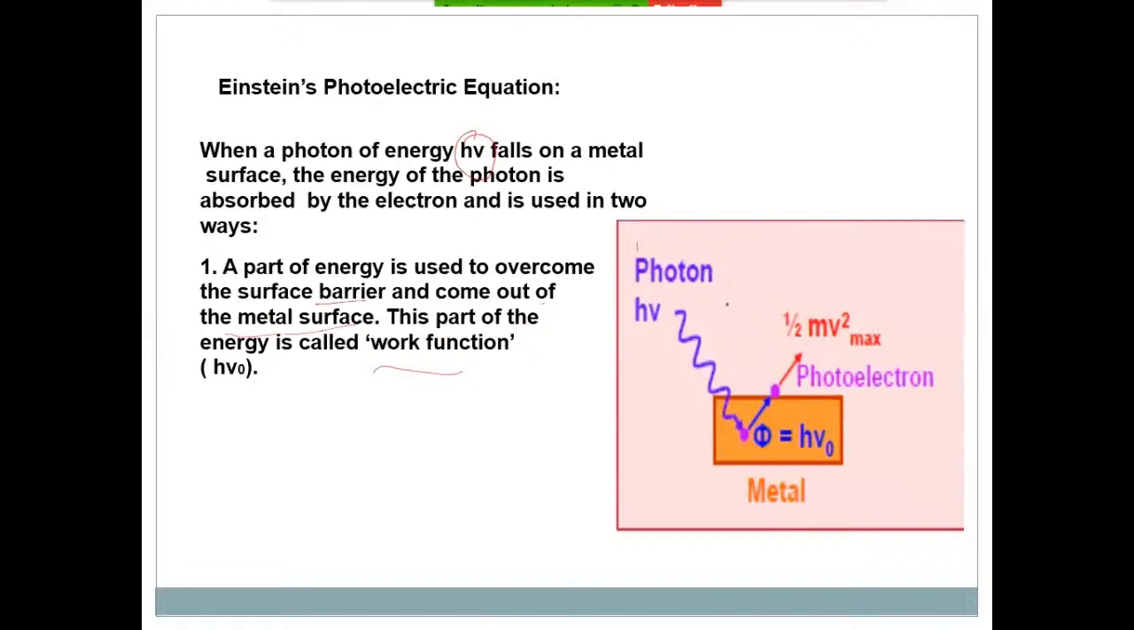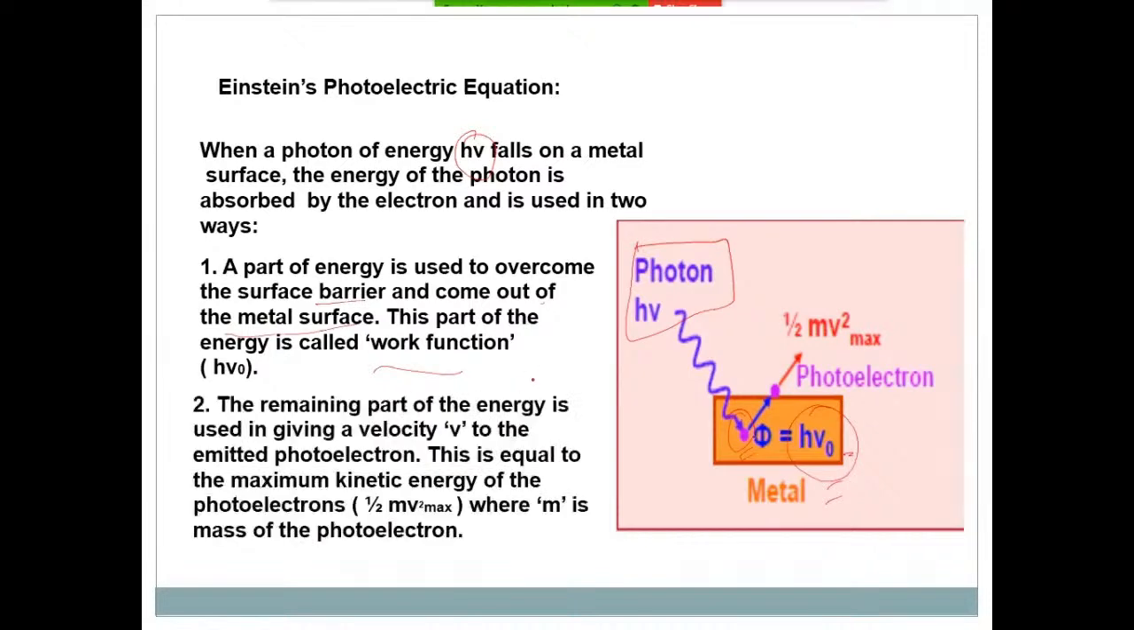So this is the photon. When it falls on the metal surface, one part of this photon energy is consumed as work function. This work function is responsible for the ejection of the electron. The remaining part of the energy is used in giving the velocity v to the emitted photoelectron. This is equal to the maximum kinetic energy of the photoelectron, where m is the mass of the photoelectron. So the remaining part is converted into kinetic energy.